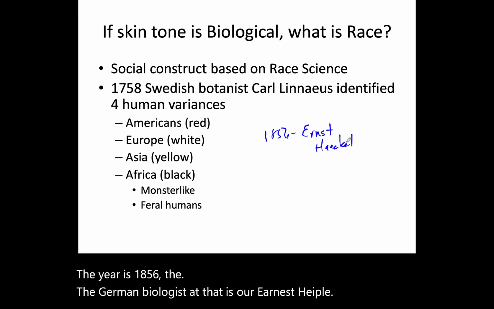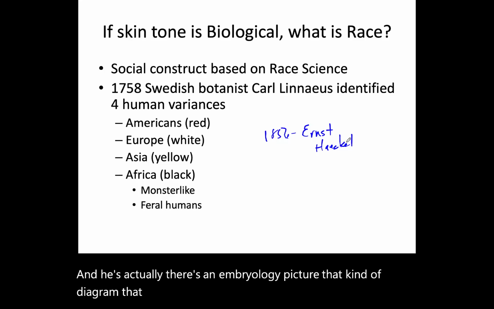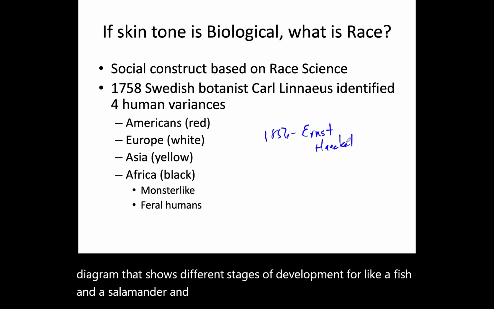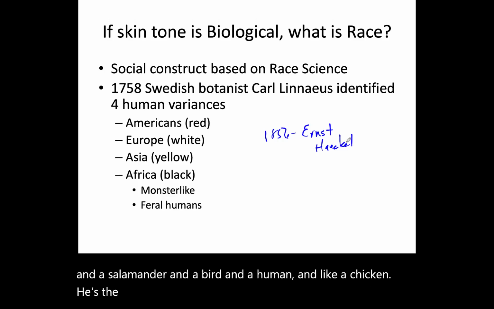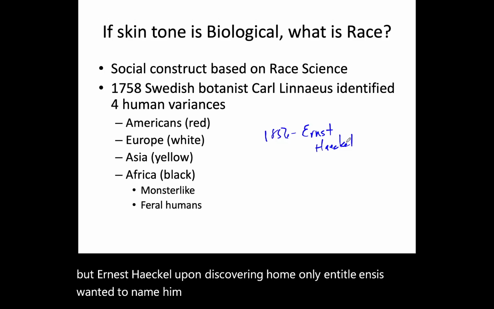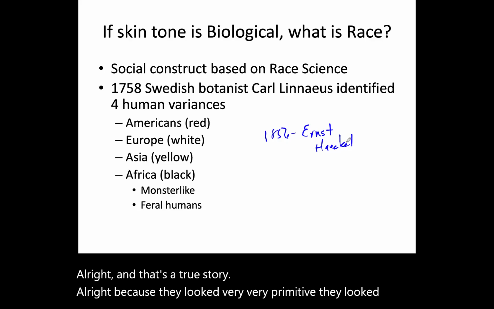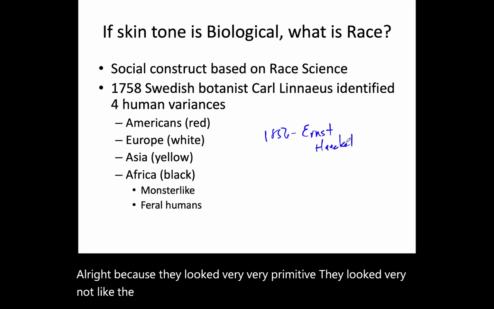And he's actually the same guy who developed an embryology diagram that shows different stages of development for a fish and a salamander and a bird and a human and a chicken, and there are issues with that as well. But Ernest Haeckel, upon discovering Homo neanderthalensis, wanted to name him Homo stupidus, right? And that's a true story. Because they looked very, very primitive. They looked very not like the white European that was thought of to be the superior race.